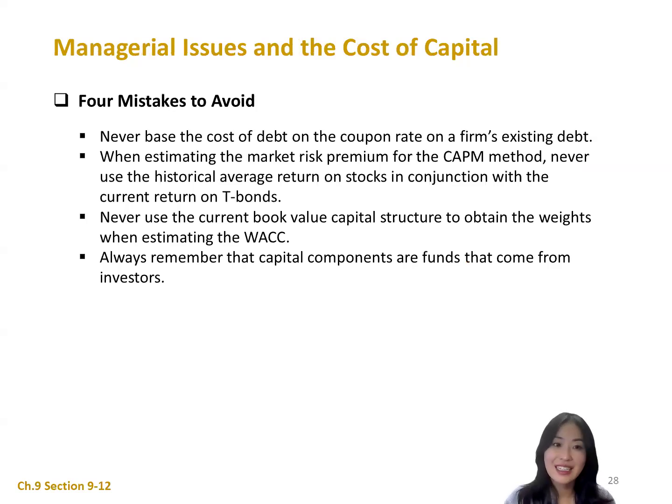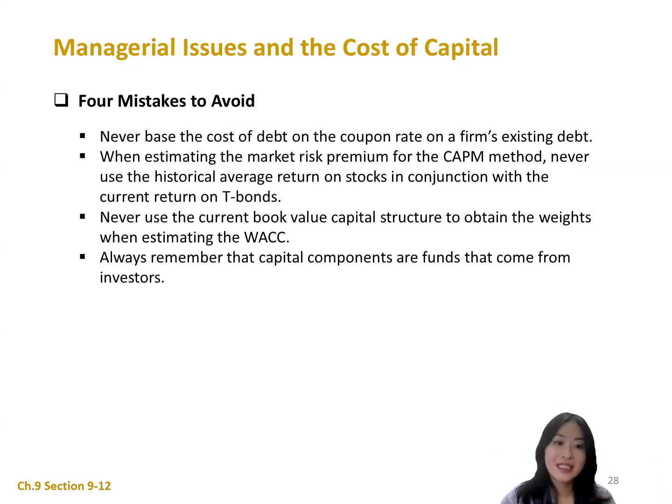The second type of mistake is using historical stock return with the current T-bond rate. When using CAPM, some analysts mistakenly use the historical average return on the stock with the current return on T-bonds. Okay, so it is incorrect. Why? Because historical stock return may not reflect current market conditions. So this does not reflect the current economic condition and current market risk premium. The current market risk premium should be forward-looking, not based on an outdated average.